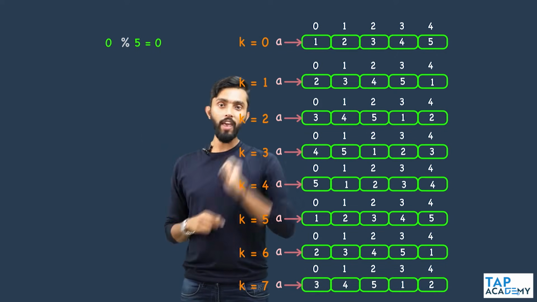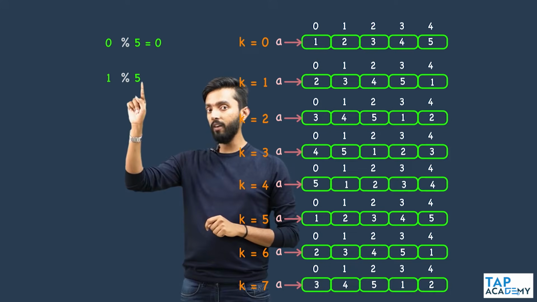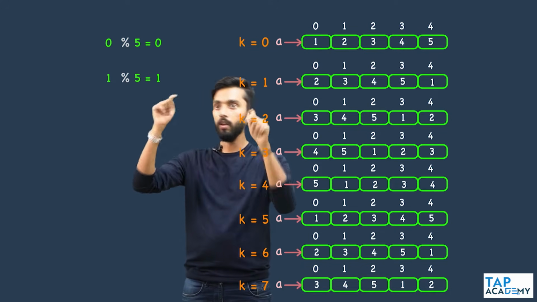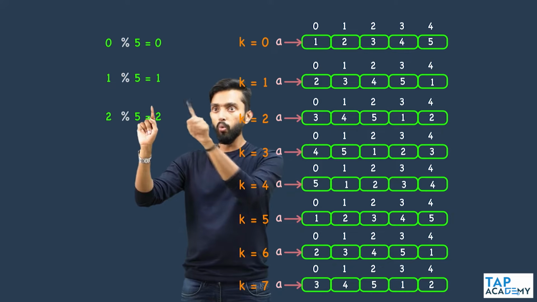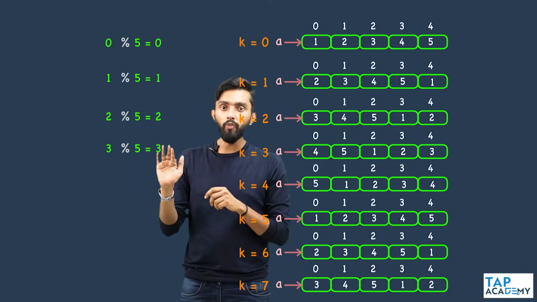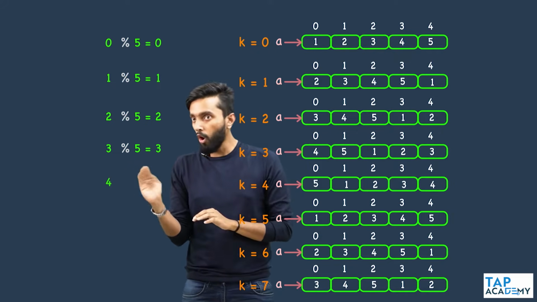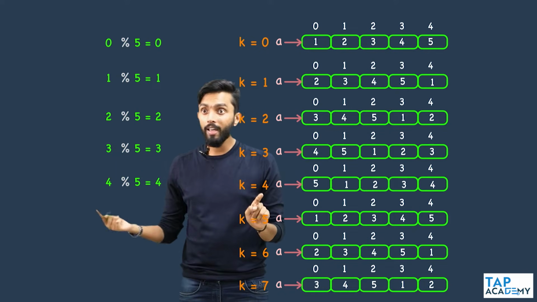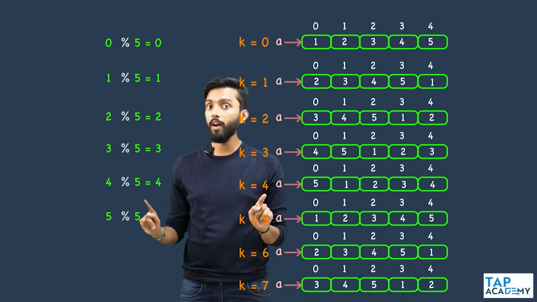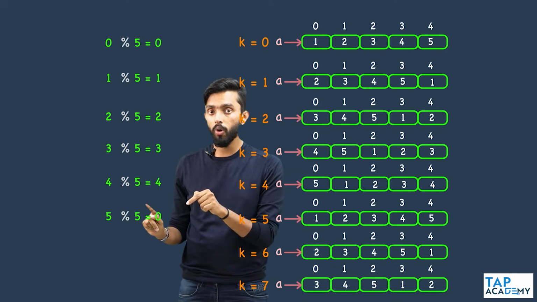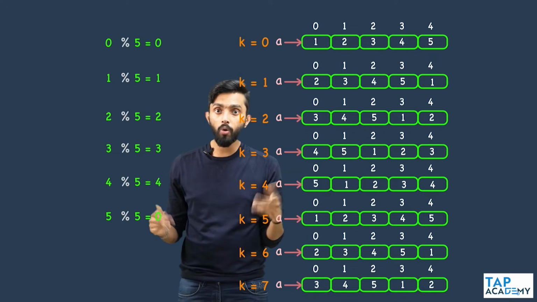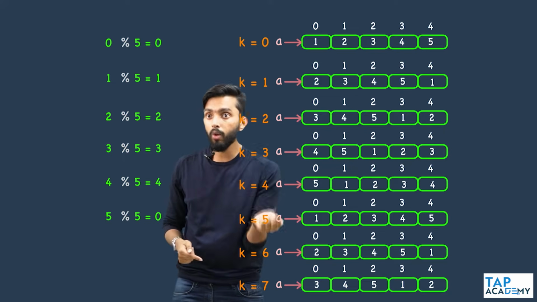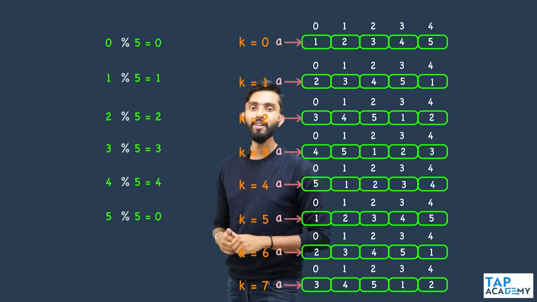Great. If k is 1, 1 modulo 5. What is the remainder? 1. Same only. 2 modulo 5 is 2. Same only. 3 modulo 5 is 3. Same only. 4 modulo 5 is 4. 4 only. Now watch it. 5 modulo 5. 5 when divided by 5, remainder is how much? 0. How many times am I supposed to actually rotate it? I don't have to rotate it only. K value transformed to 0 and that is what I want.